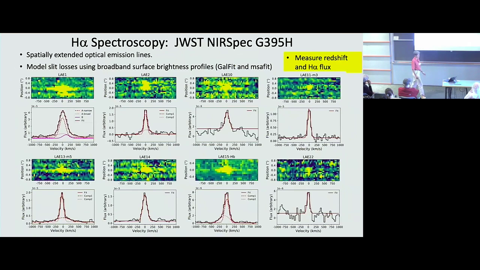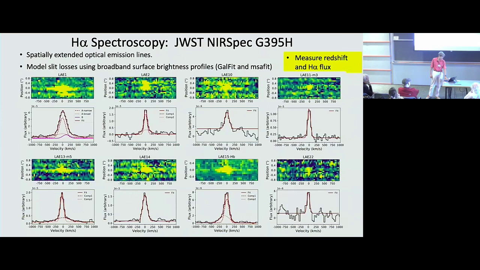So here are JWST NIRSpec spectra of a sample of our objects. We have 10 in total, so this is almost all of them. And you can see, surprise, surprise, many of these have spatially extended optical line emission along the slit. This is because they're clumpy galaxies composed of multiple parts. I'll show you some images later. Many of them have broad components, but not terribly broad, the sort of broadness of a few hundred kilometers per second that we typically see in galactic winds.